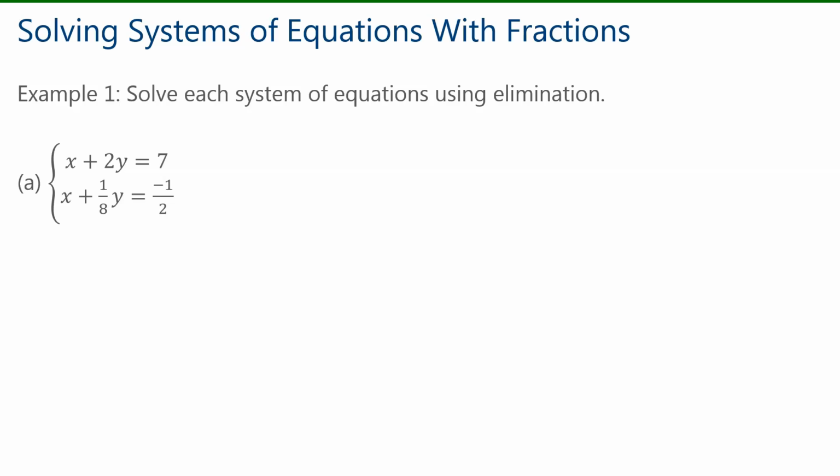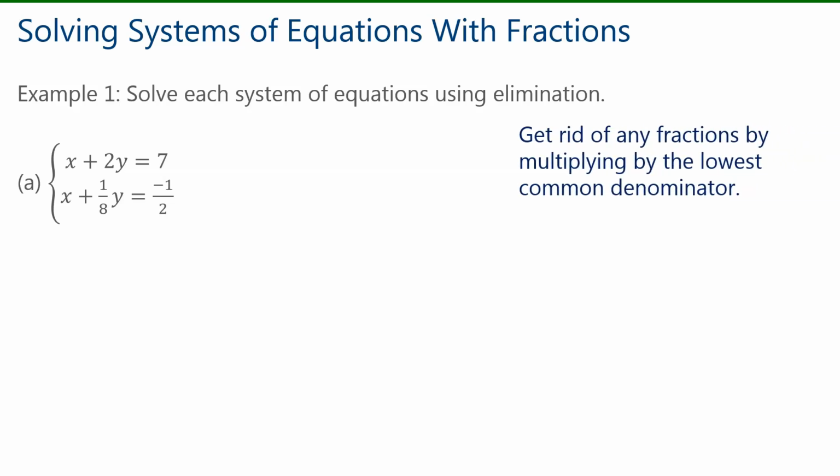So we're going to start with the same step as when we were solving systems that have fractions using substitution, which was to get rid of any fractions by multiplying by the lowest common denominator. So in the system in A, we have x plus 2y equals 7 and x plus a eighth y equals negative a half. The first equation doesn't have any fractions, but in the second equation, I see 1 over 8 and negative 1 over 2. So the common denominator here would be 8. So we're going to multiply the whole equation by 8.